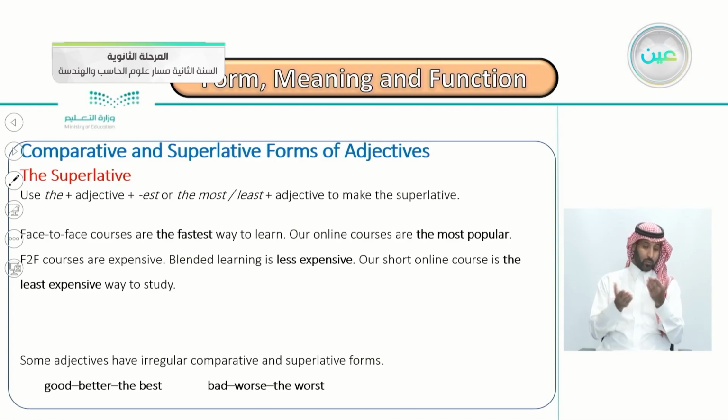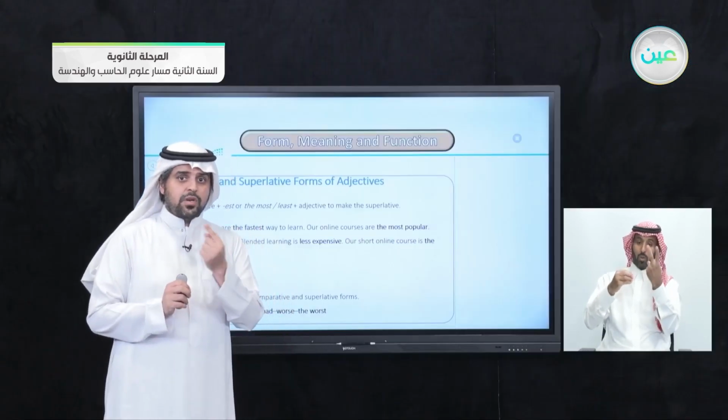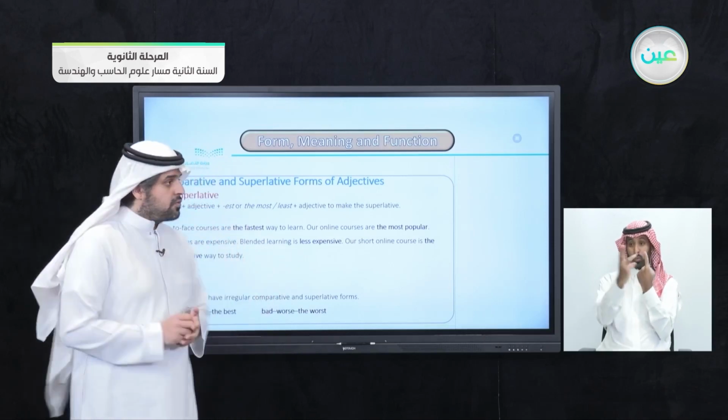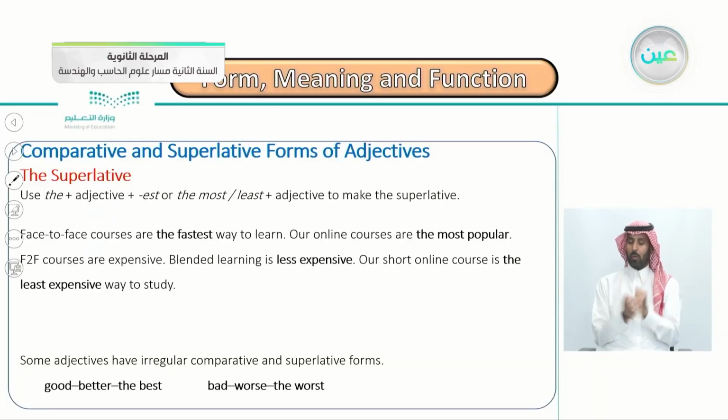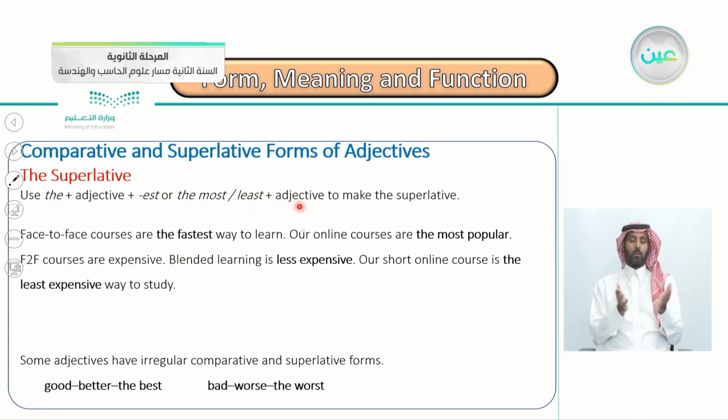Comparative and superlative forms of adjectives. Now we're talking about the superlative. So the comparative is comparing two objects. The superlative is comparing one object from a group. We use the plus adjective plus est, or the most or least plus the adjective to make the superlative. Let's see the examples here.